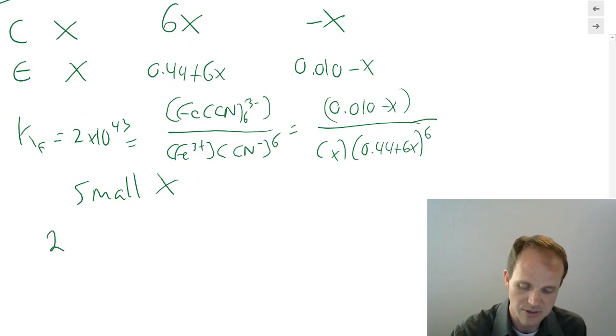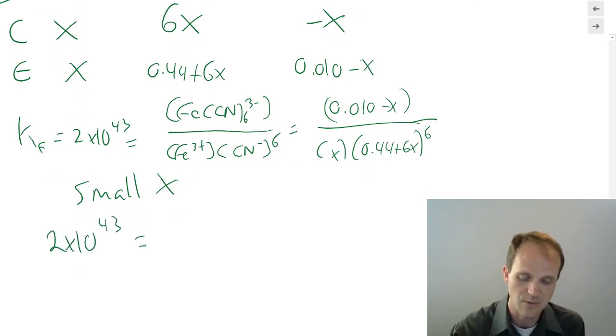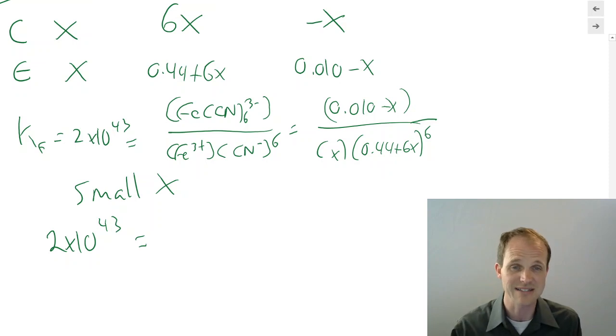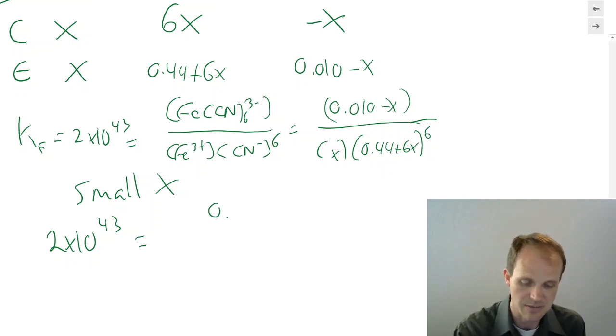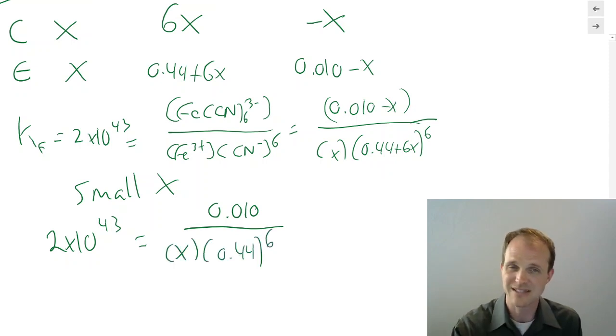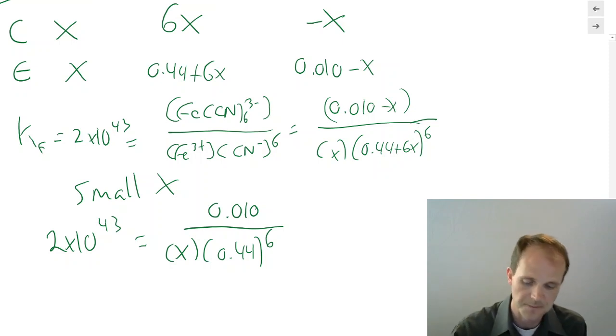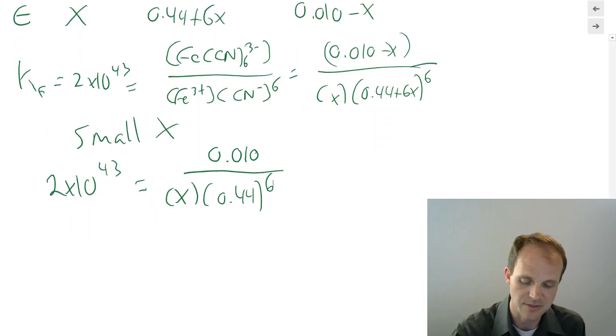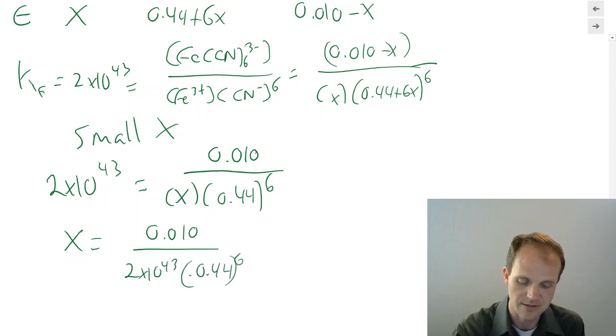So small x assumption, 2 times 10 to the 43rd. What is a small x? It says anytime you're adding or subtracting x, it's insignificant. And so this is going to become 0.010 over x times 0.44. People often forget to keep that 6 there, to the 6th power. Boy, that's not too hard, is it? In order to solve that, I multiply both sides by x. I divide both sides by 2 times 10 to the 43rd. I get x equals 0.010 over 2 times 10 to the 43rd times 0.44 to the 6th.